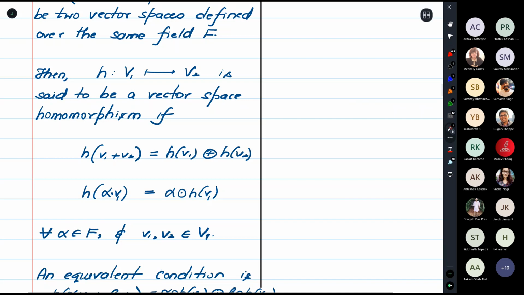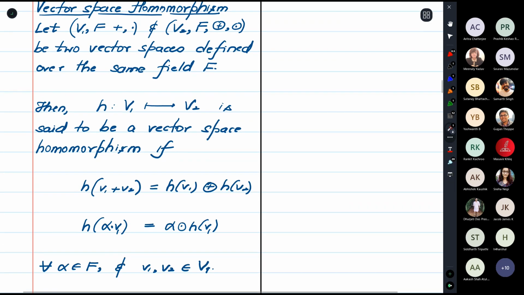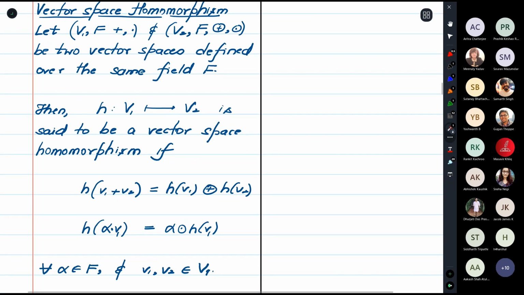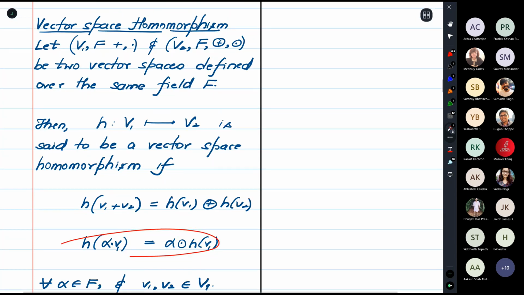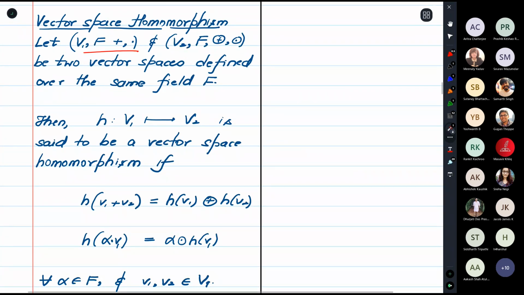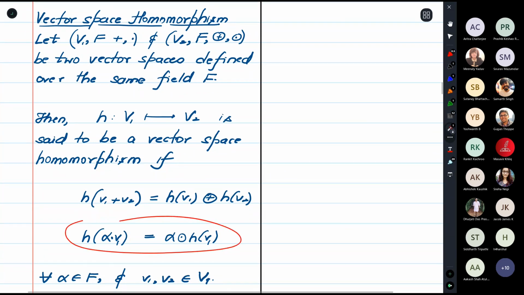Similarly, if I perform the scalar multiplication operation, so let's say I have v1, I perform the scalar multiplication, the output of that under h should be mapped to alpha times h of v1. Notice that I use different scalar multiplication operation symbols. This is the scalar multiplication operation in the first vector space, and this is the scalar multiplication operation in the second vector space. Since you want this property to hold, it should be clear why we require that both vector spaces be defined on the same field. Because we want such a relation to hold true, and that can hold true only if such an operation can be performed, and for that we require that both vector spaces be defined on the same field.